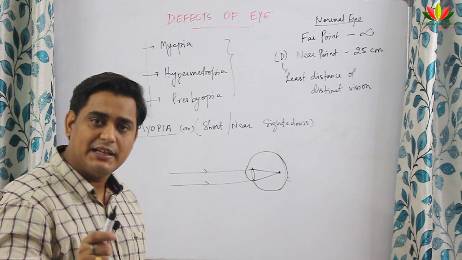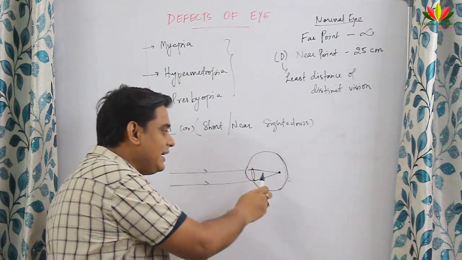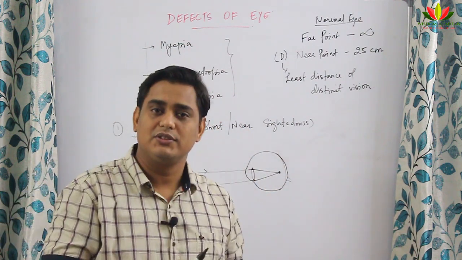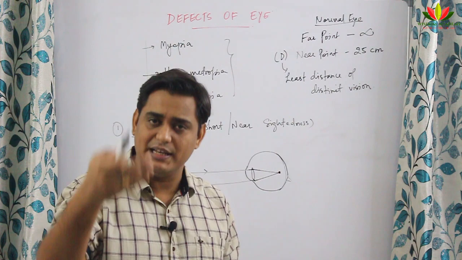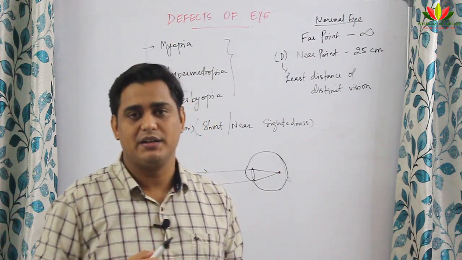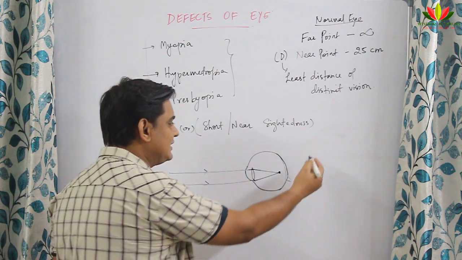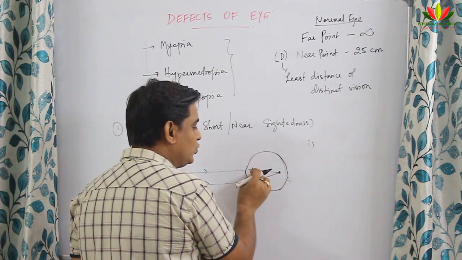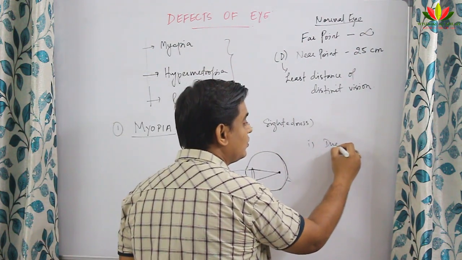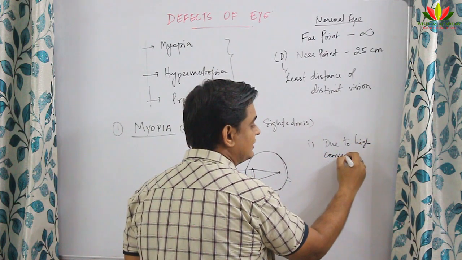So what is happening? Your far point of the eye gets affected. How? By making the image form before the retina itself. So the image which has to be formed on the retina, if it forms before the retina, that disorder is called myopia. Why does it happen? It happens because of two reasons. One reason is due to high converging power of the eye lens.